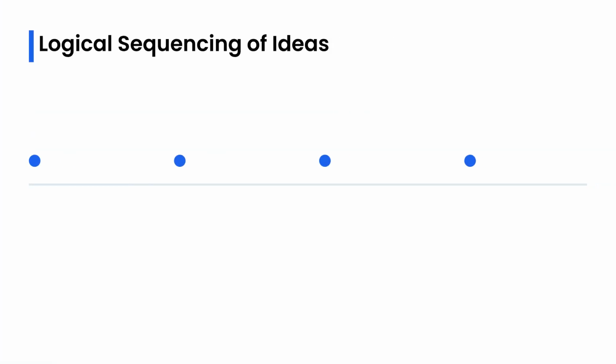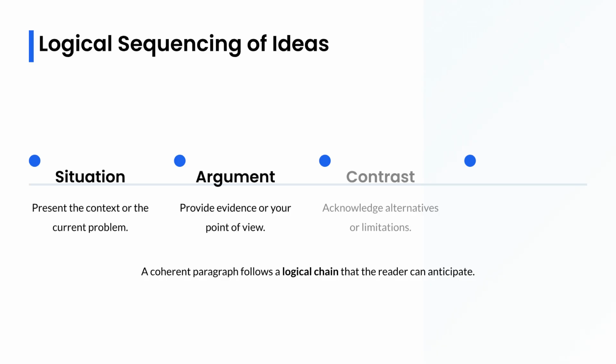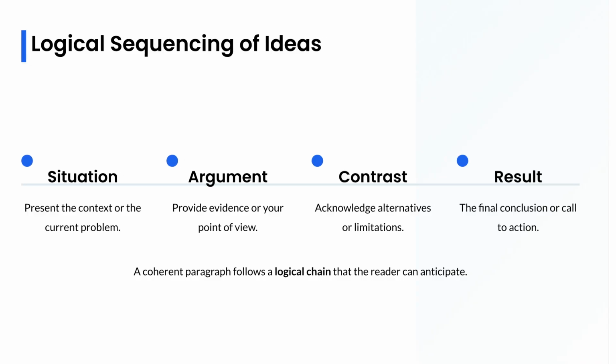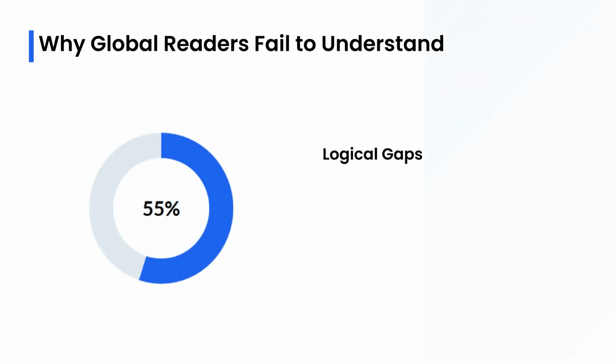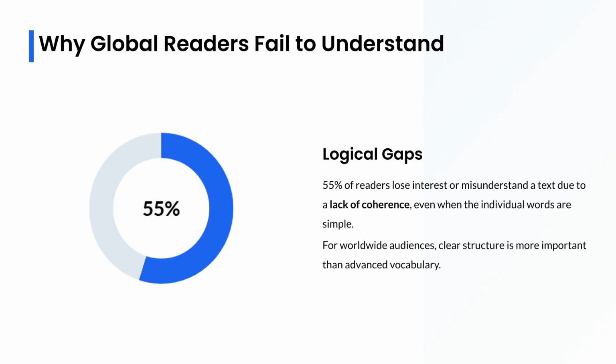Coherence is built through the logical sequencing of ideas. A coherent paragraph typically follows a chain: situation, argument, contrast, and then the result, allowing the reader to anticipate the flow. A major challenge for global readers is logical gaps. A significant 55% of readers lose interest or misunderstand text due to a lack of coherence, regardless of simple vocabulary. Clear structure is crucial for worldwide audiences.